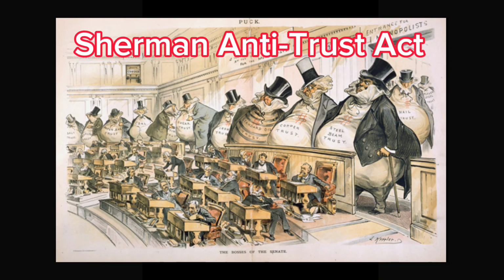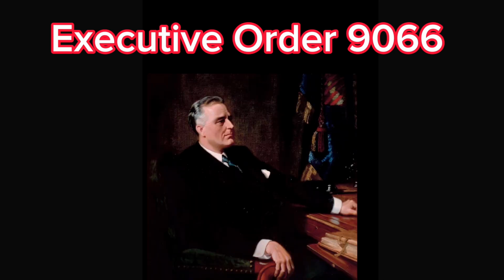The Sherman Antitrust Act. Although its purpose was supposed to bust trusts, often it was used to break up union activity. Executive Order 9066 was the way that FDR enforced Japanese internment. Internment was found justified in Korematsu versus the U.S.